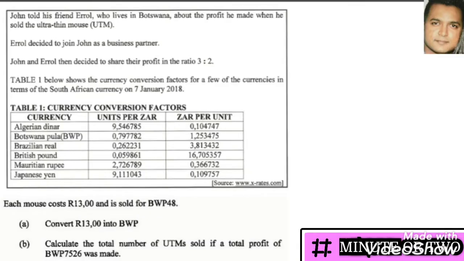Each mouse costs 13 rand and is sold for 48 Botswana pula. Convert the 13 rand into Botswana pula. The best method for exchange rates is cross multiplication.